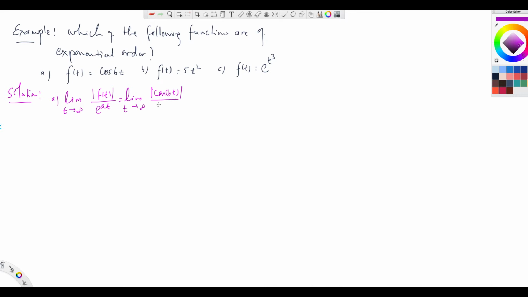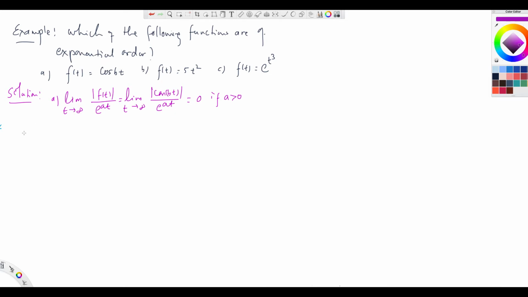So, and then divide by e to the at. So when you take the limit as t tends to infinity, whatever value of b is, this will be finite, right? So this will be less than 1. But when t tends to infinity, this goes to infinity, right? So 1 over infinity, or some finite number over infinity, is 0 if a is positive. For a positive, this is exponential. This is a function of exponential order.